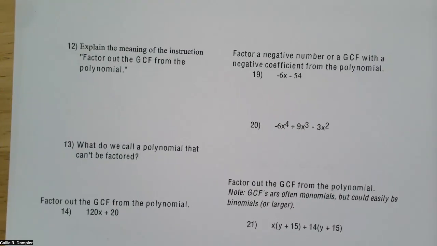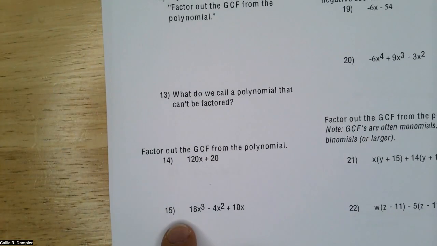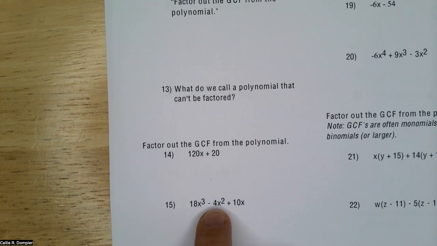So here, we're going to look at, for example, 18x cubed minus 4x squared plus 10x. And we're going to say, what is common to 18x cubed minus 4x squared plus 10x. 18 and 4 and 10, I'm pretty sure I can divide out a 2, right? x cubed, x squared, and x, I can divide out the letter x. All right, that's what we mean by factoring.